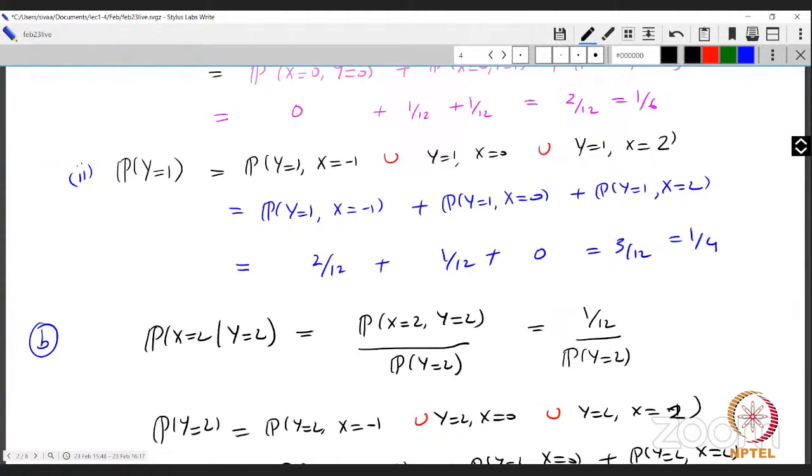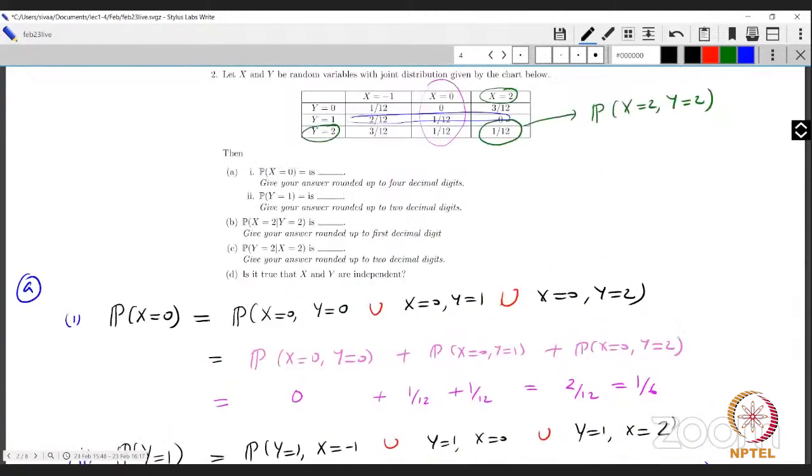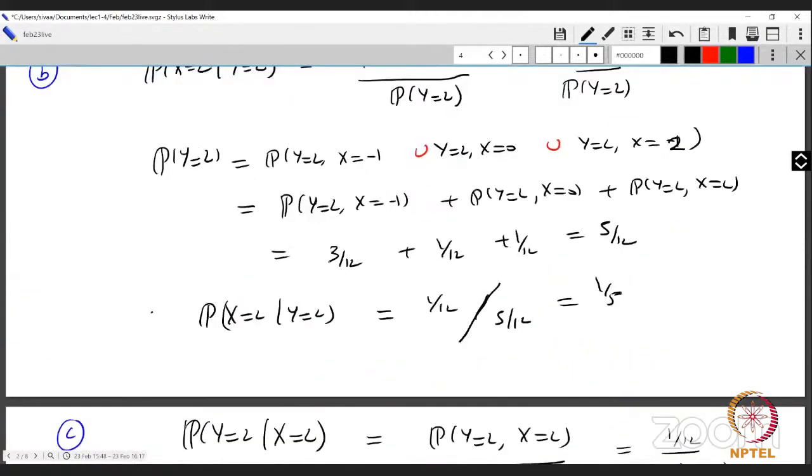What about D now? Is it true that x and y are independent? How do you check independence now, typically? What do you check?